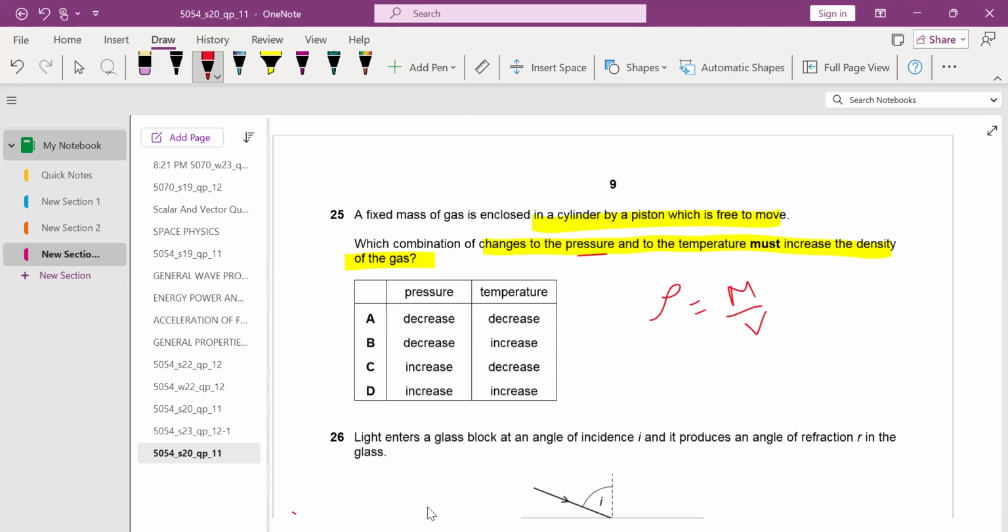Now pressure and temperature. Volume is directly proportional to temperature. Volume is inversely proportional to pressure. To increase the density, volume must be decreased. So how must the volume be decreased? When volume is decreasing, temperature is decreasing. When volume is decreasing, pressure is increasing. So increase in pressure, decrease in temperature. Option C is correct for question number 25.